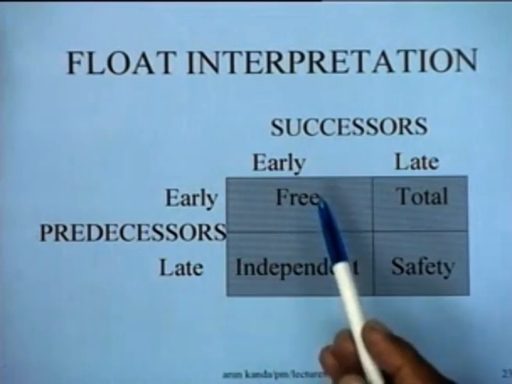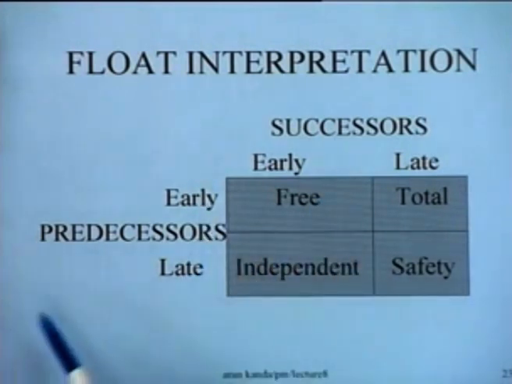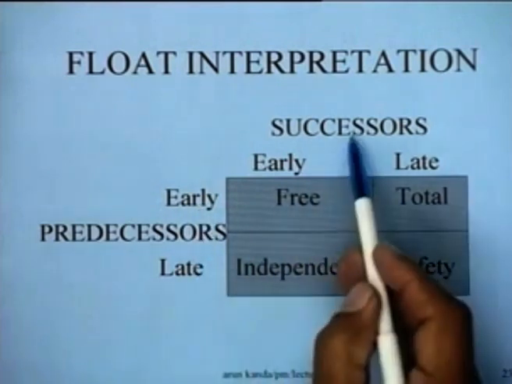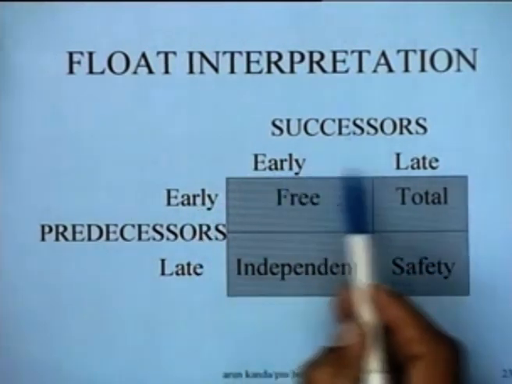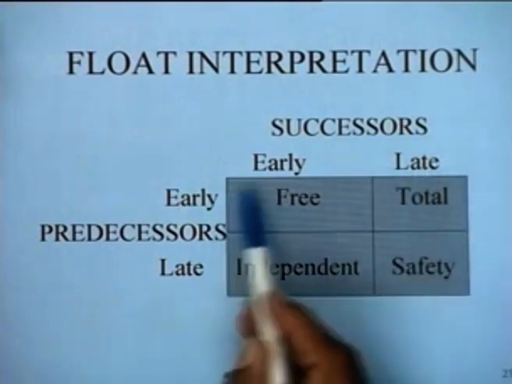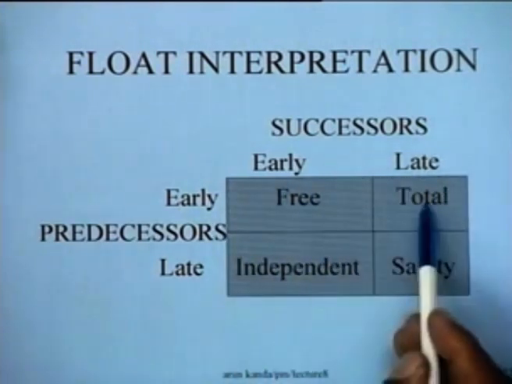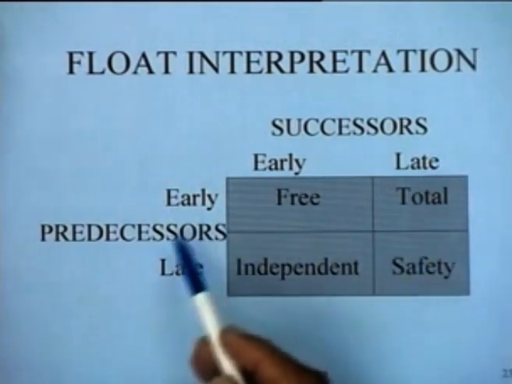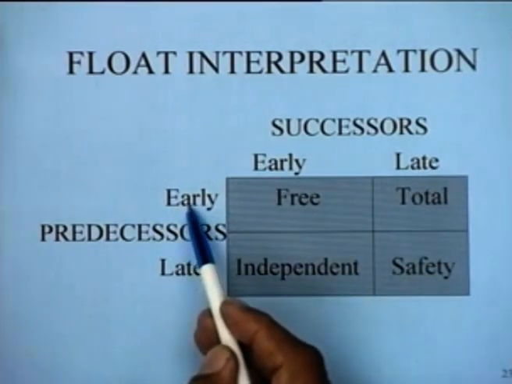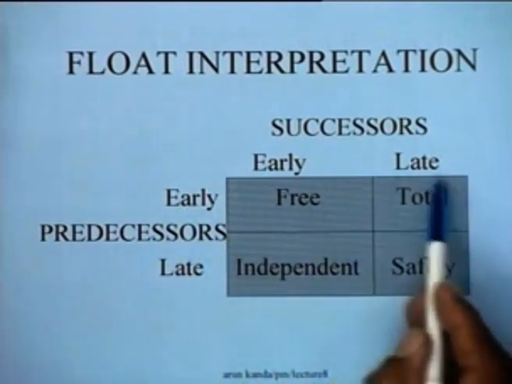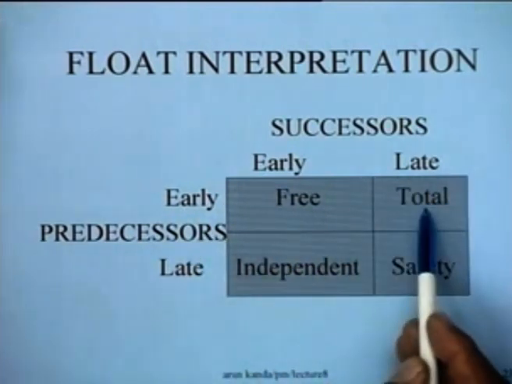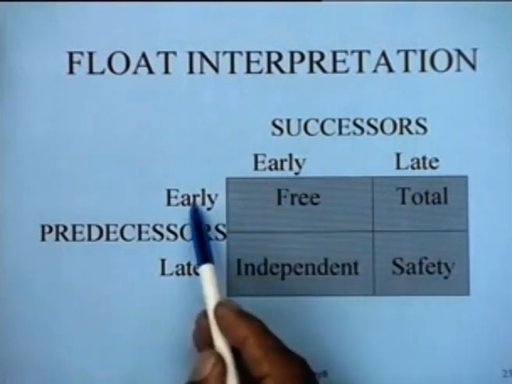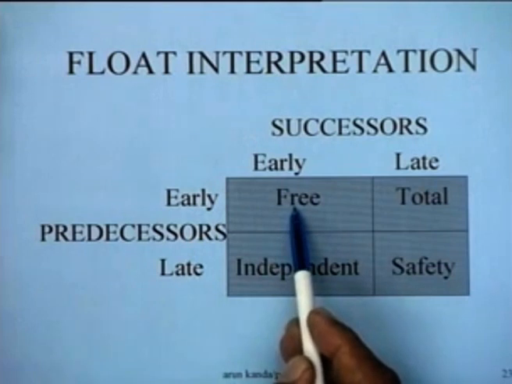this diagram summarizes what the various kinds of floats are. The predecessors for the activity may be done either early or late. Similarly, the successors for the activity may be done either early or late. So depending upon the possibilities, you have 4 types of floats. If the successors are done as late as possible and the predecessors are done as early as possible, giving you the maximum, you have the total float. Similarly, if the successors are done as early as possible and the predecessors are done as early as possible, we have free float.